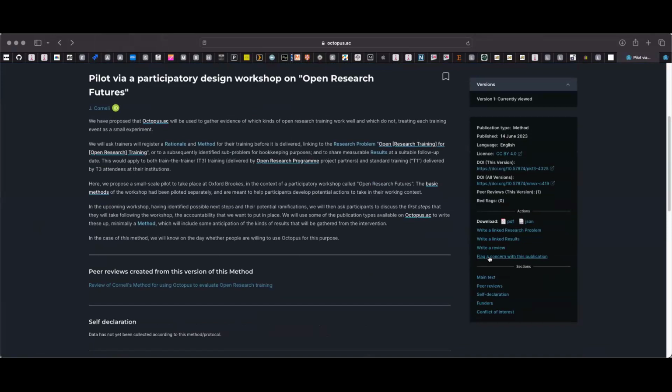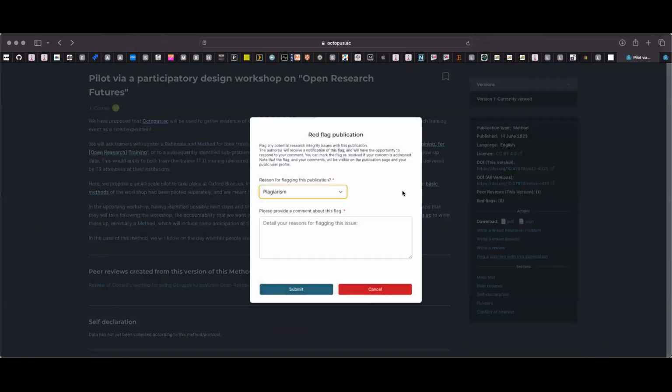Whilst these peer reviews are all well and good for providing constructive feedback, we also need to address the question of what is to be done if there is a more major concern with the publication, something that can't really be captured via a peer review. And this is where our red flagging system comes in. This option that you can see Alex hovering over here opens up a modal where you can select certain major concerns about the publication.